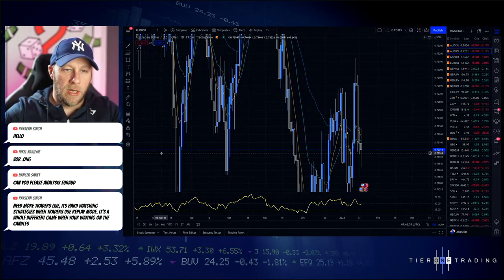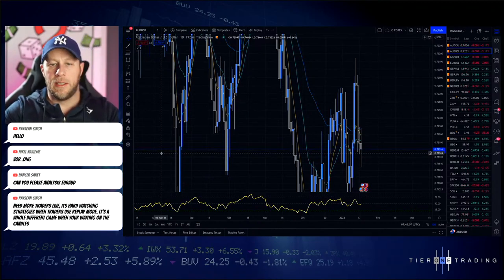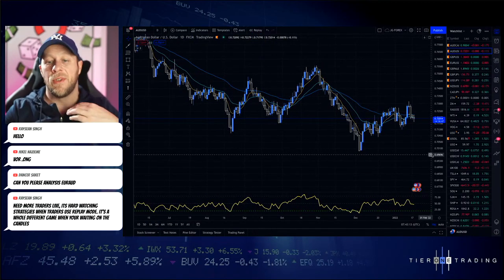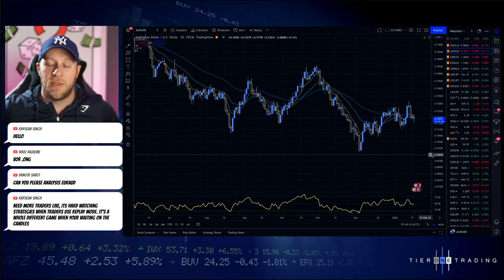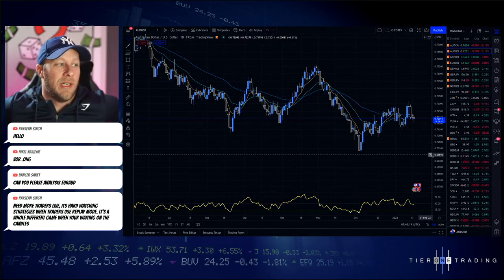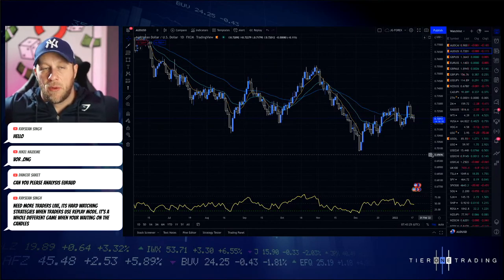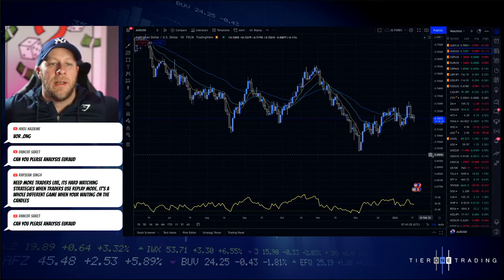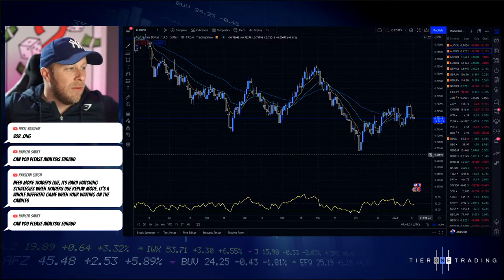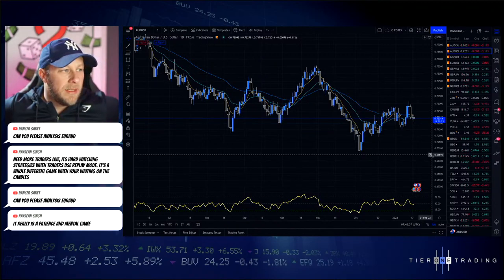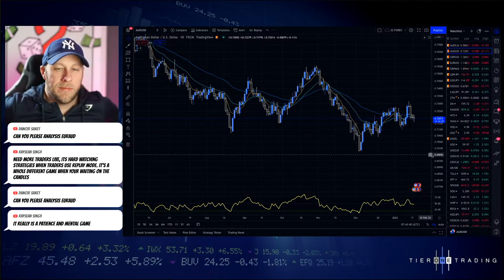Need more traders live. It's hard watching strategies when traders use replay mode. It's a whole different game when you're waiting on the candles. Absolutely, I agree. That's one of the reasons I like to run this live room, because people see what it's really like. Sometimes there's a lot going on, sometimes there's nothing going on, sometimes you're taking a load of winning streaks, and sometimes you're taking a big losing streak, and it's the thought process, the consistency, the discipline, what's on your mind as you go through. It really is patience and a mental game.